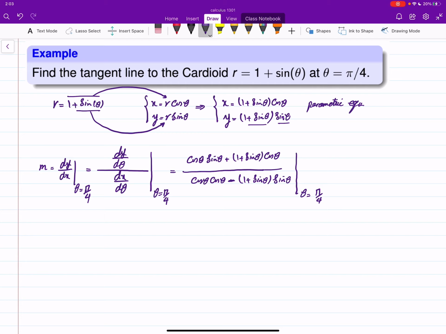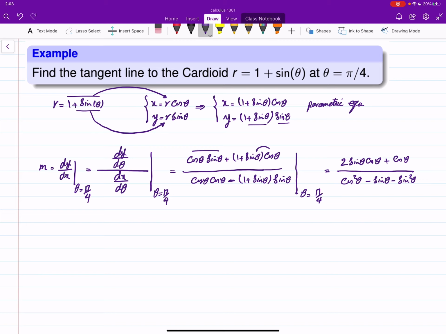Well, actually I can simplify. Let me just simplify this a little bit. In the numerator I have 2 sine theta cosine theta. You see that this and that will give me the same thing, plus cosine theta. In the denominator, I have cosine squared theta minus sine theta minus sine squared theta. Okay, so this way now I can go ahead and use that formula.